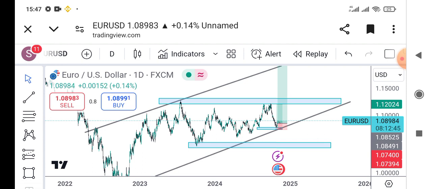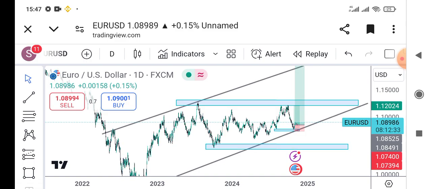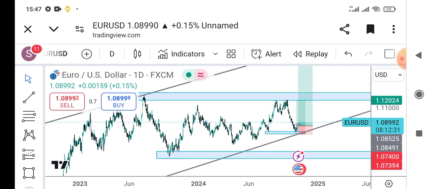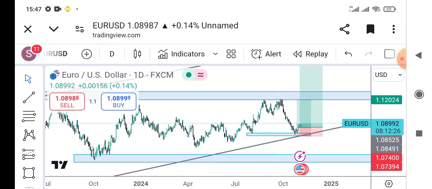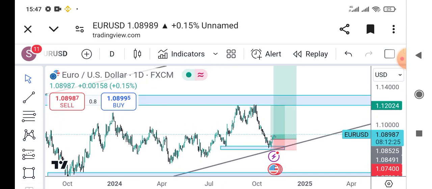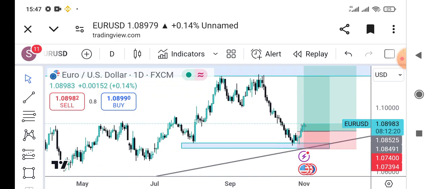Then you come down to the 4-hour chart. From the 4-hour chart, you come to the 1-hour chart. Then you do your entries at 15 minutes.